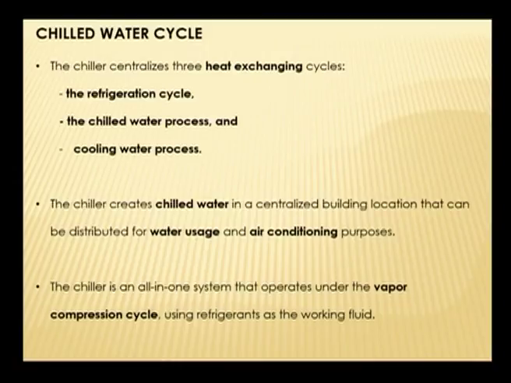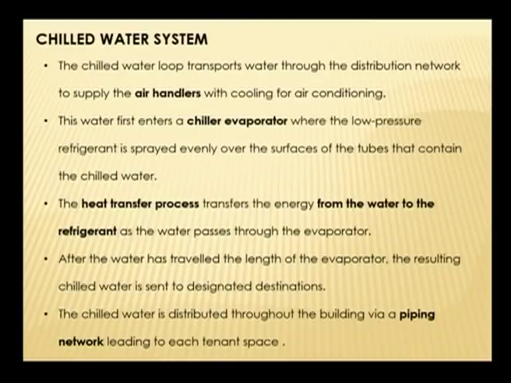The chiller centralizes 3 heat exchanging cycles: the refrigeration cycle, the chilled water process and the cooling water process. The chiller creates chilled water in a centralized building location that can be distributed for water usage and air conditioning purposes. The chiller is an all-in-one system that operates under the vapor compression cycle using refrigerants as the working fluid. So, what happens in a chilled water cycle? The chilled water loop transports water through the distribution network to supply the air handlers, or air handling units, in other words, with cooling for air conditioning.